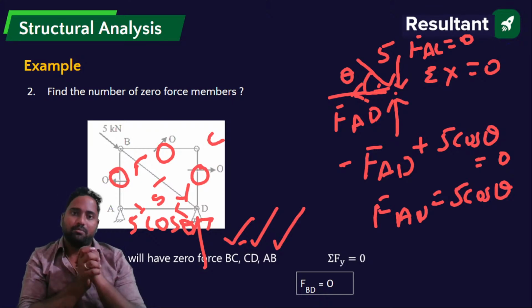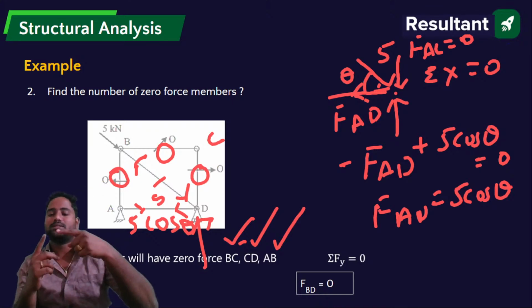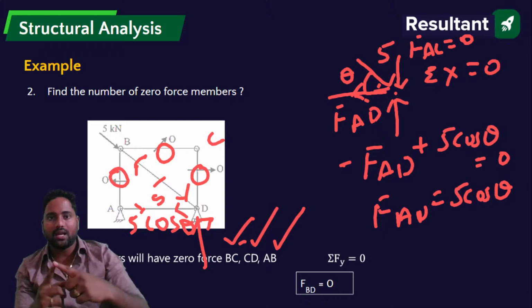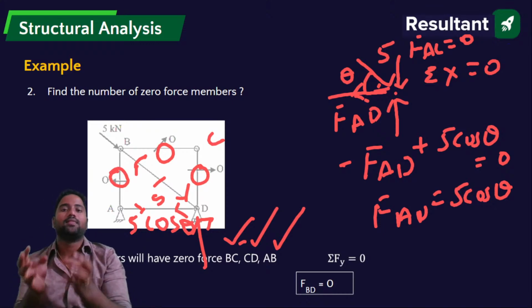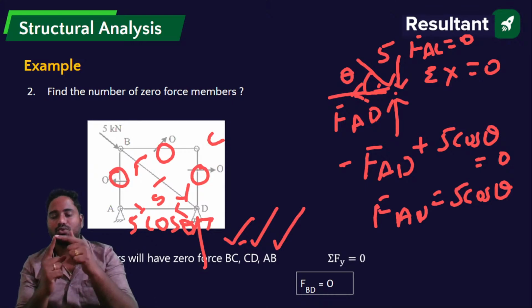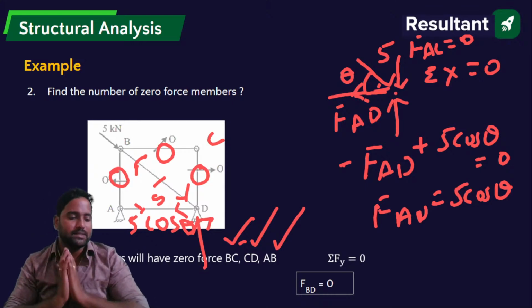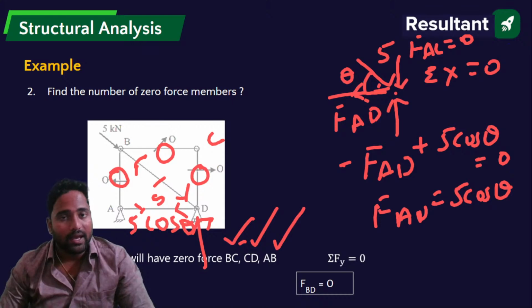But always remember, once again I'm saying, if two non-collinear members are meeting at a joint, and no external force is acting on it, then forces in these two members will be equal to zero. Fine. Any doubts?